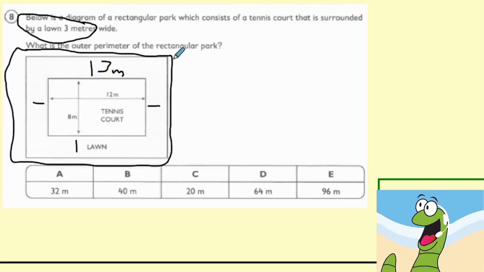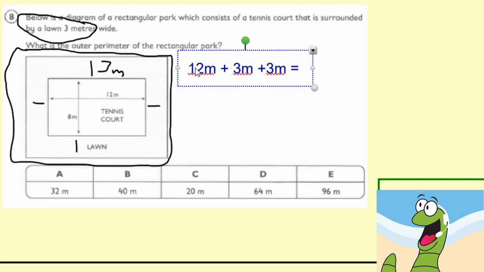So remember that perimeter is all the way around. Area is what's inside. It's a really important thing to remember. And we're being asked for the outer perimeter of the rectangular park. So the length of the park is going to be 12 meters plus 3 meters, plus 3 meters, and that equals 18 meters.